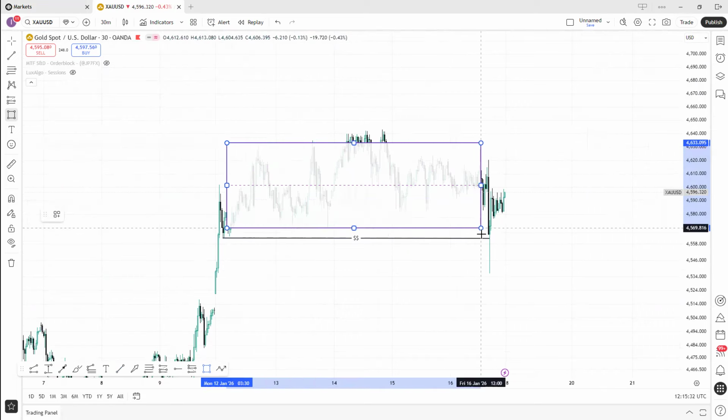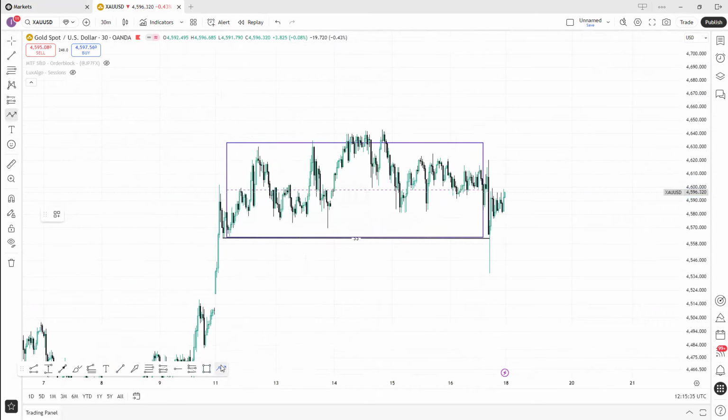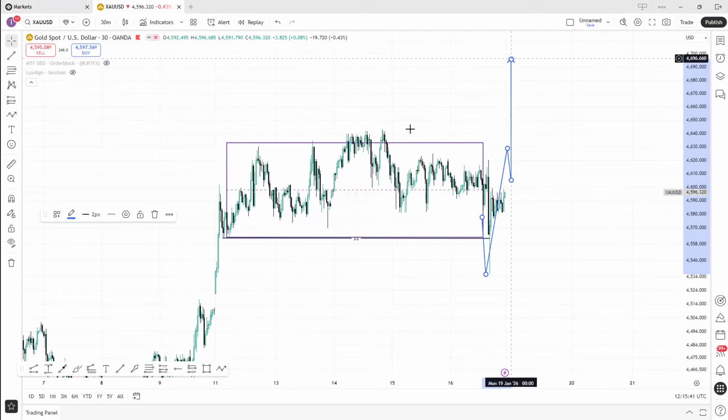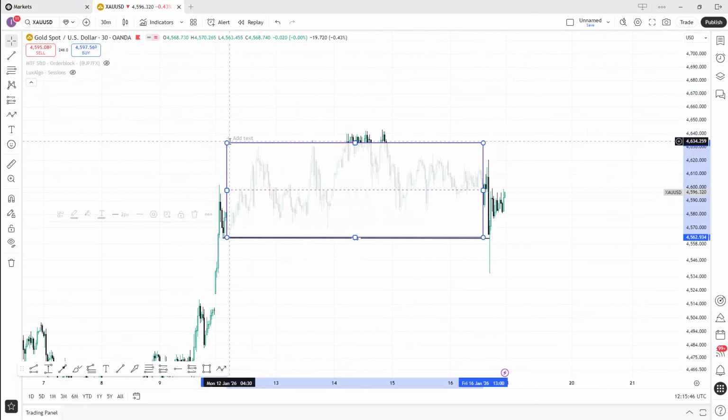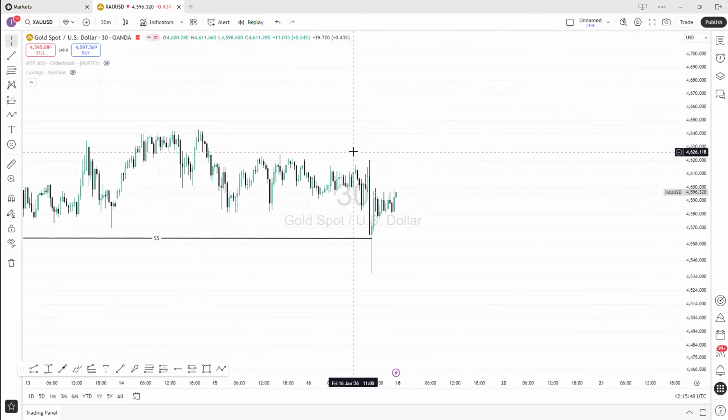We have that huge consolidation or accumulation. We have that manipulation, and then we're expecting a distribution for next week. So that is view on gold in 30 minutes.